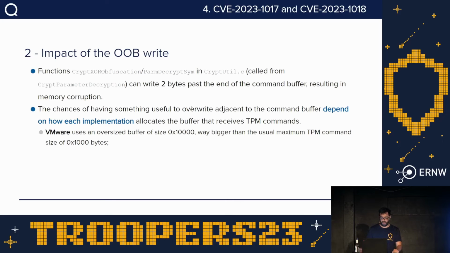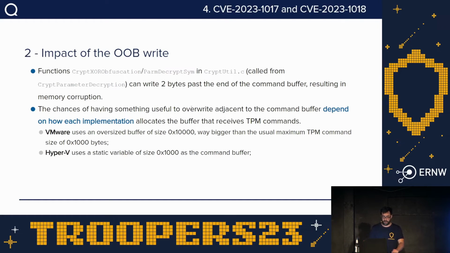For example, VMware supports a TPM command size of 1,000 bytes in hex. However, they use an oversized buffer which is 10 times bigger, which is 10,000 in hex. So basically, you are writing past your command, but there's nothing relevant after. It's just an oversized buffer, so you are not writing any adjacent data. Even if it doesn't look good, you are not overwriting anything. So that was a bit frustrating.